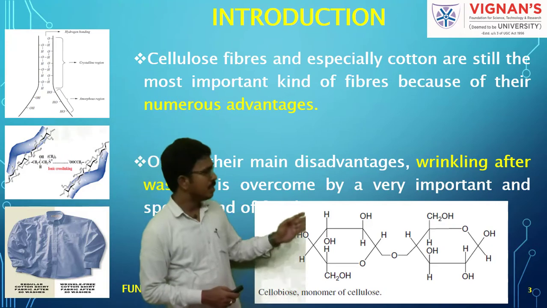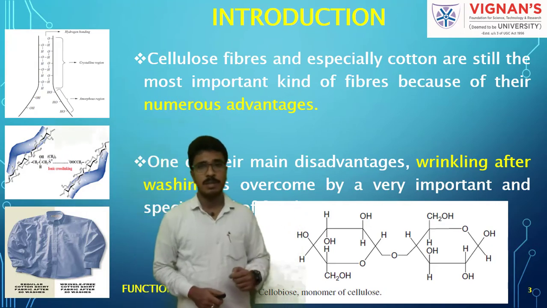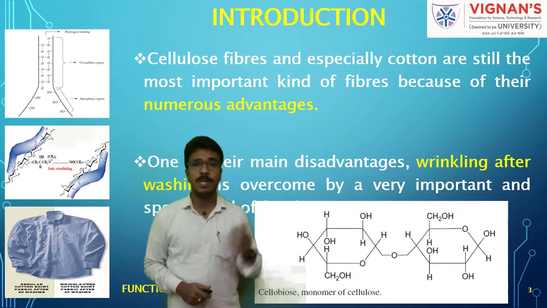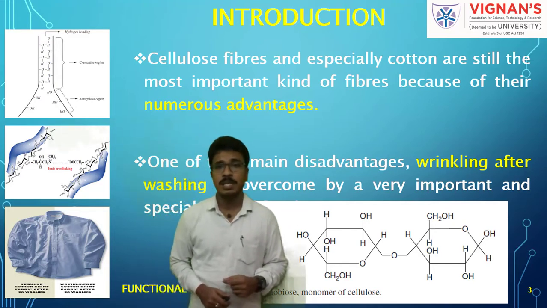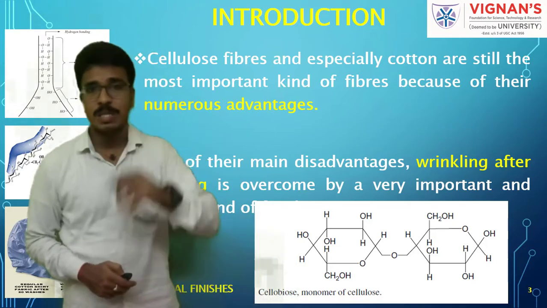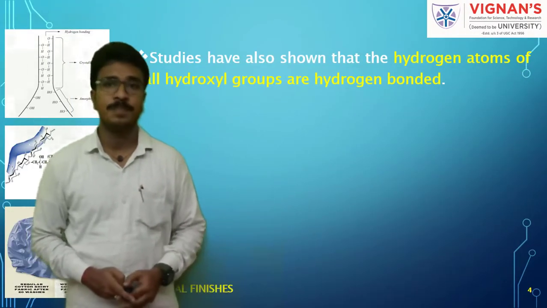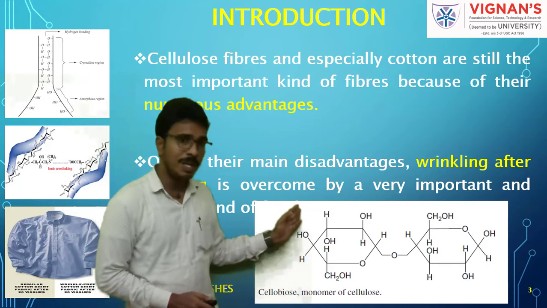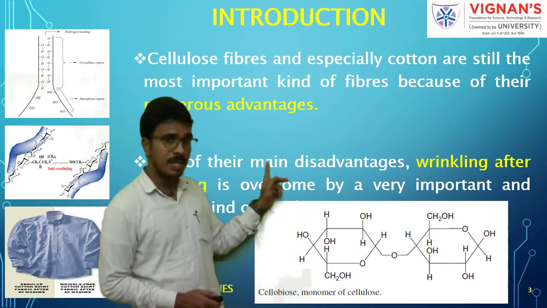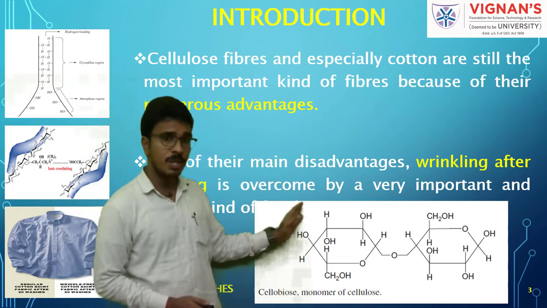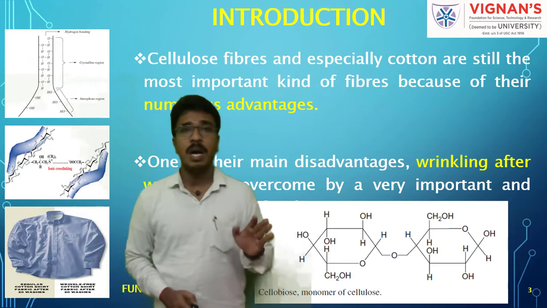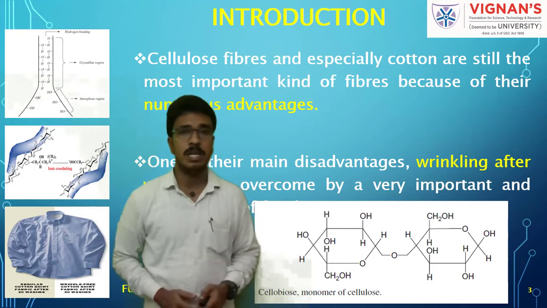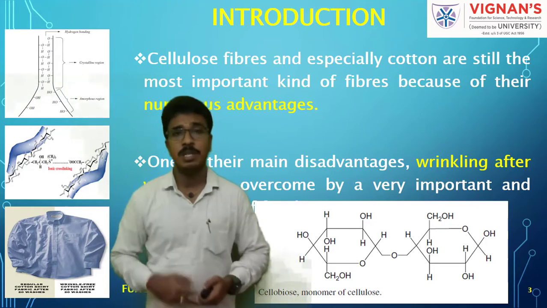Now you can see the structure of cotton. You can see the cellobiose monomer of cellulose. Cellulose is a polymer made out of these monomers. If you carefully observe this structure, we have OH groups: one OH, the CH2OH, and then OH here and OH. So hydroxyl groups are present in cellulose, which are responsible for moisture absorption.